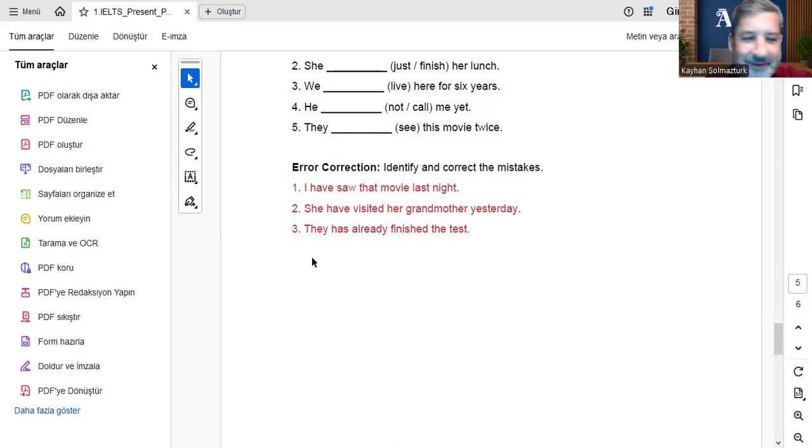Okay, very good. All right. They has already finished the test. Kind of strange, right? So why? Because remember, here number one and two are about the difference between the past simple and the present perfect. But number three is about the subject verb agreement.